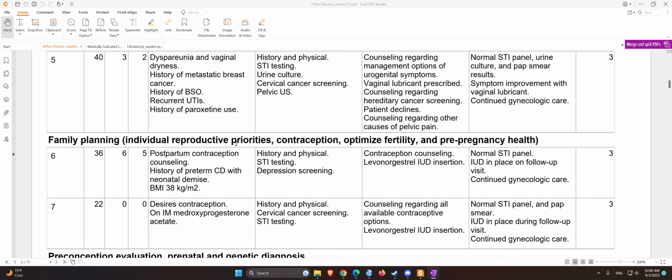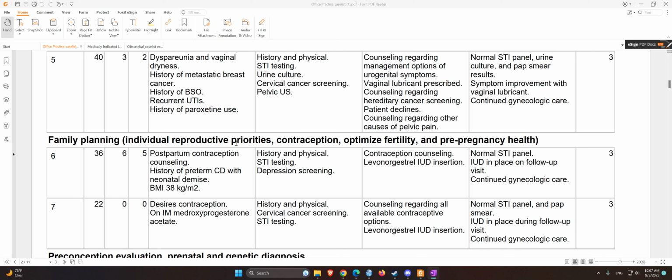Oh, and I would also consider starting the patient on oral aspirin since she's advanced maternal age with an adverse outcome in a prior pregnancy. These are two minor factors that I would start oral aspirin for.